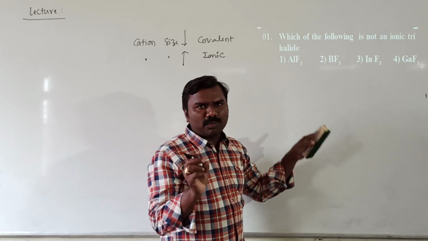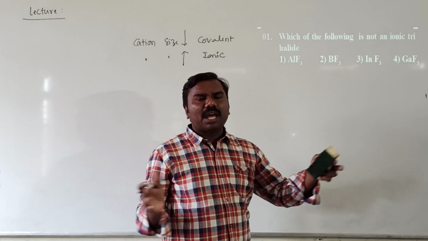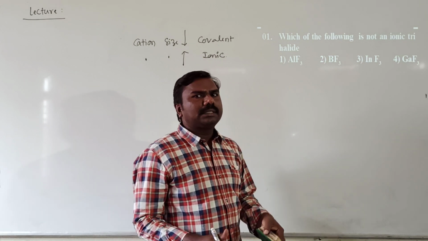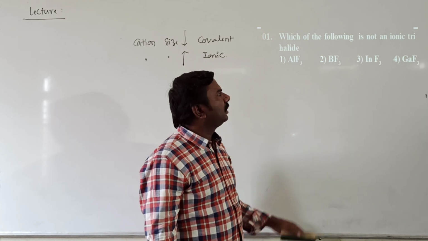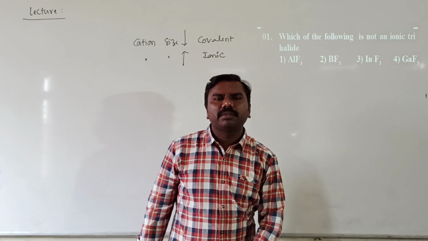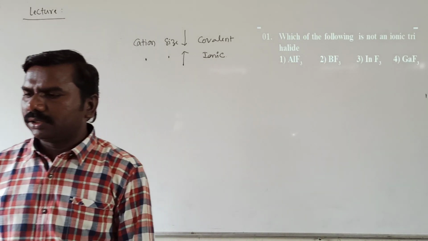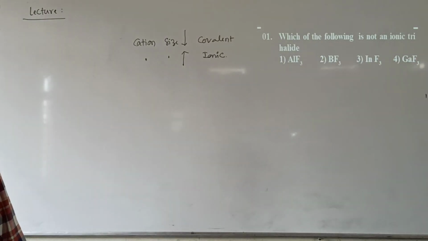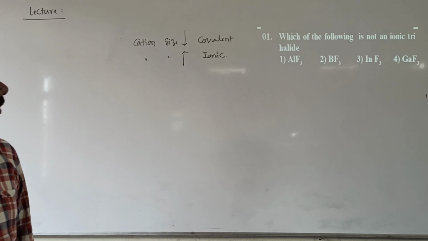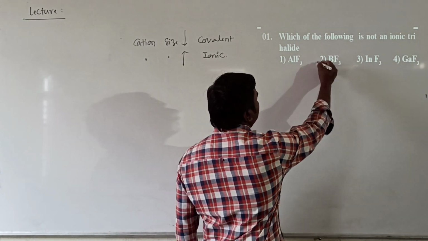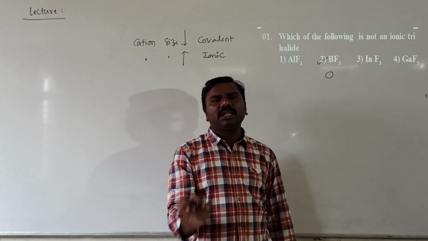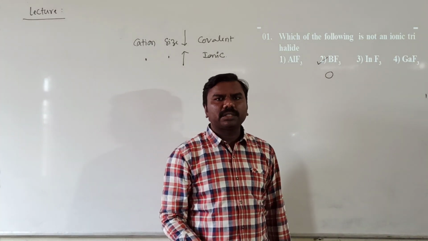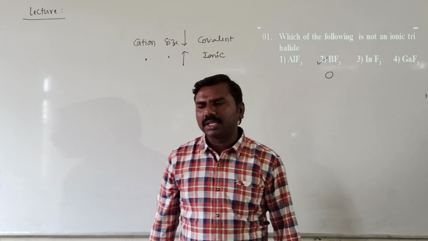So Al is smaller, gallium is larger. Size increases, ionic character increases. Size decreases, covalent character. Now the right answer for this is BF3. Boron is a smaller cation. Cation size decreases, covalent character, not ionic. That's why.